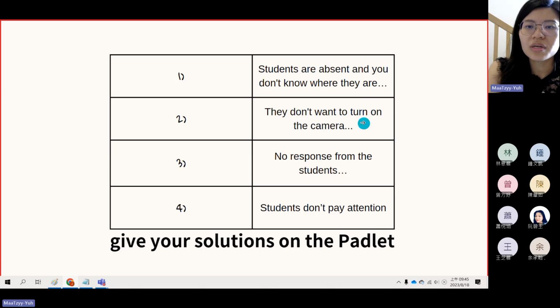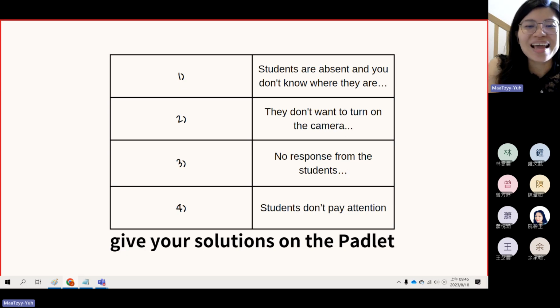Number 2, they don't want to turn on the camera. They would rather not, they would prefer for the teachers not to see them. What would you do? Number 3, there's no response from the students. You ask a question and no one wants to answer.